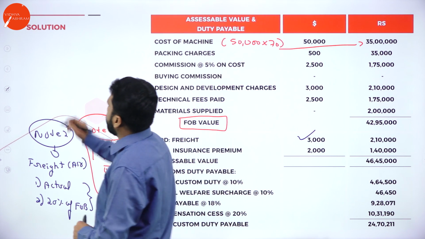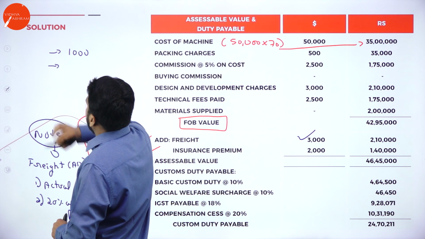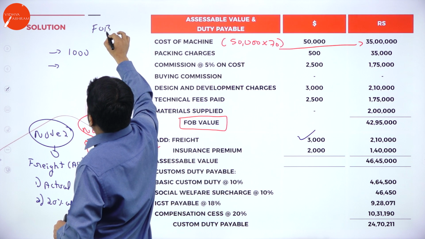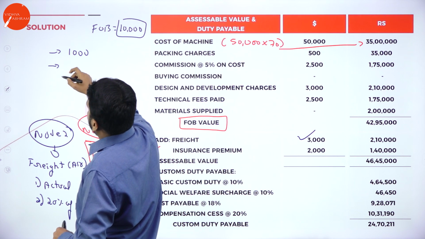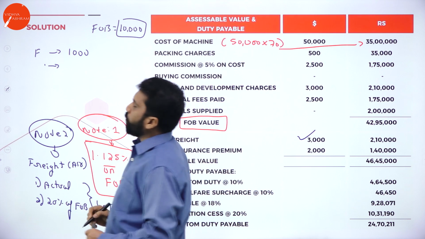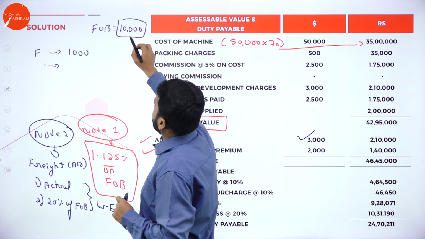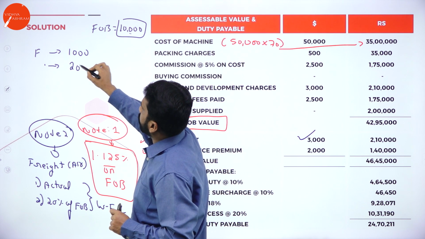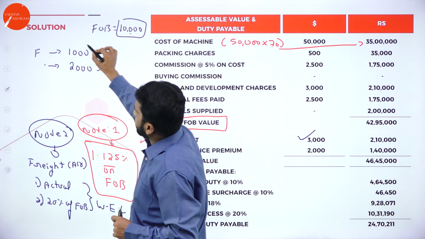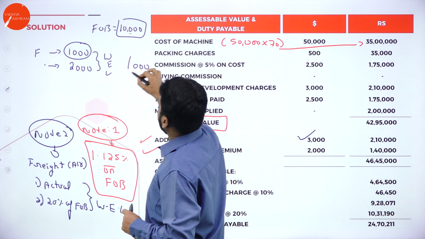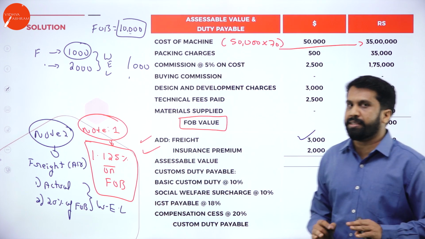So, I'll give you an example. In the question paper, they have given freight 1,000. Your FOB is 10,000. What is your FOB? 10,000. And freight, they have given 1,000. How much do you have to take? If it is by air, then what should you do? 20% of FOB. How much is it? 2,000. What is the actual given? 1,000. Whichever is less, yes, this is less. You should consider only 1,000. This is a calculation you have to remember. Hope you understood. Clear? Yes.